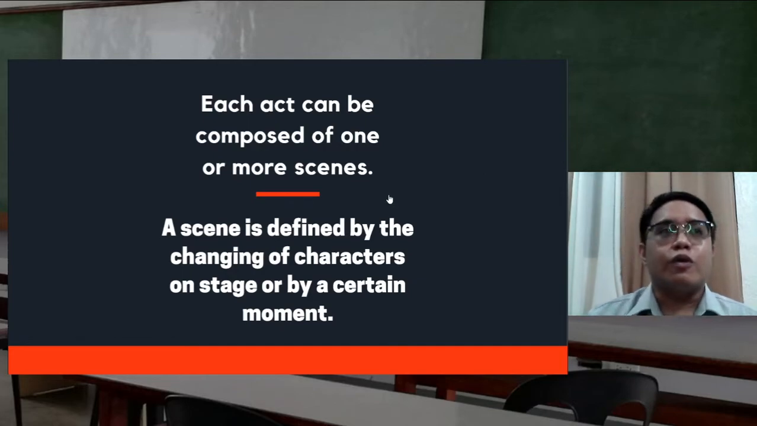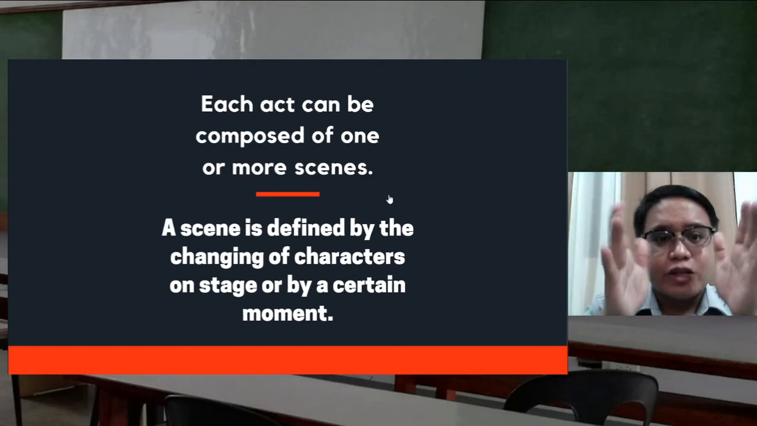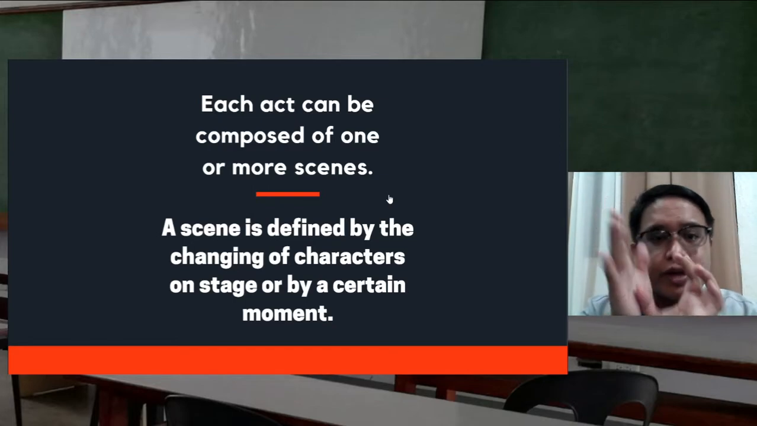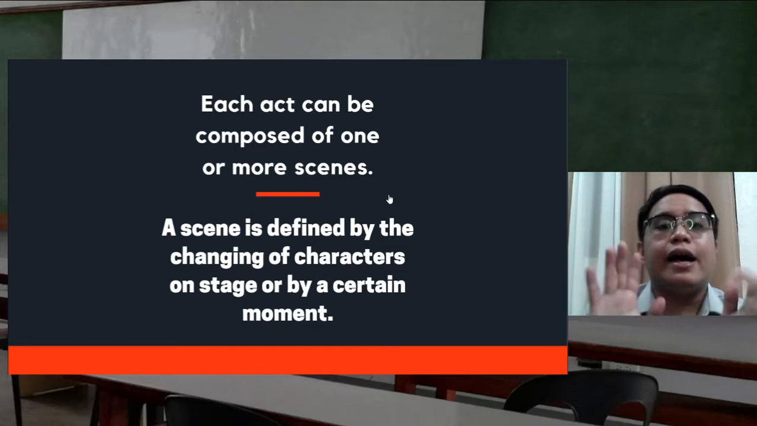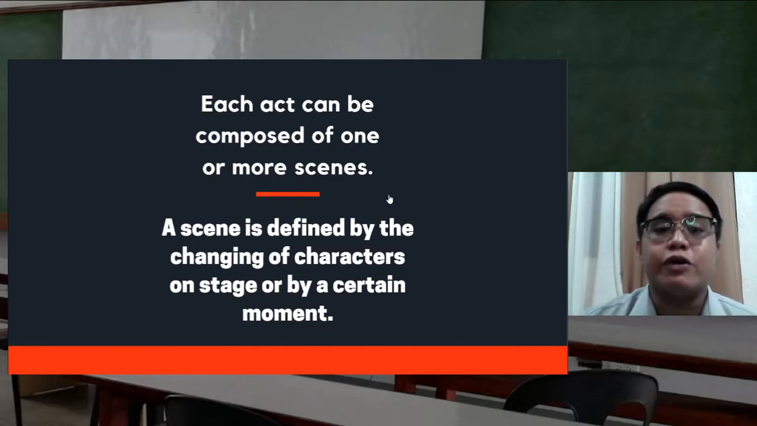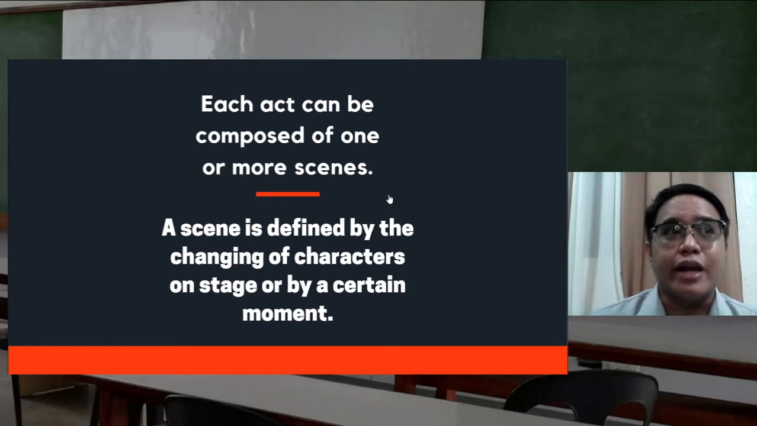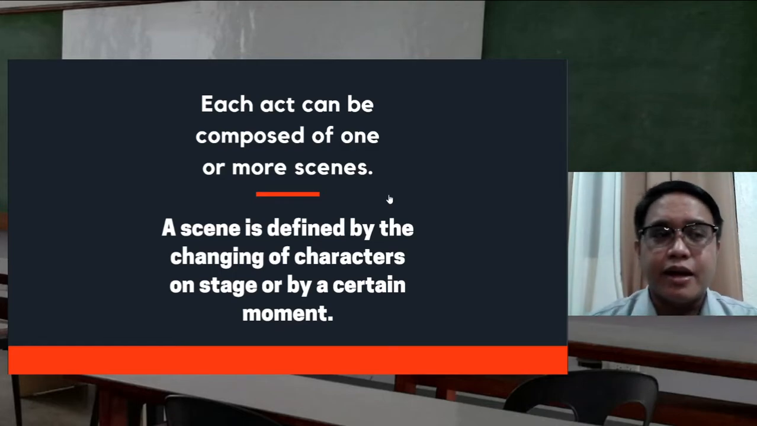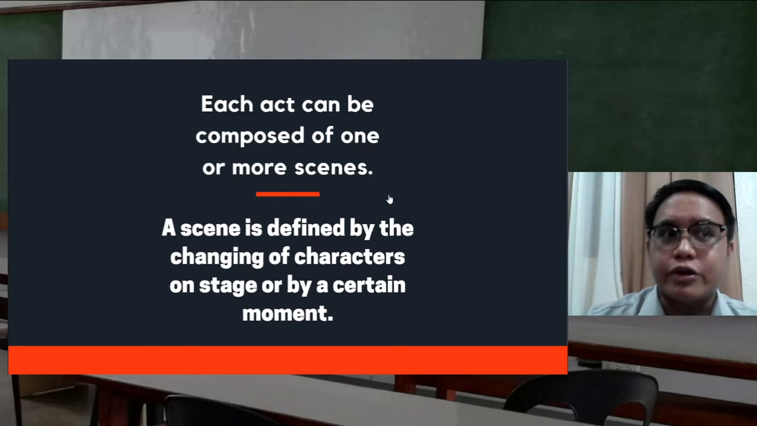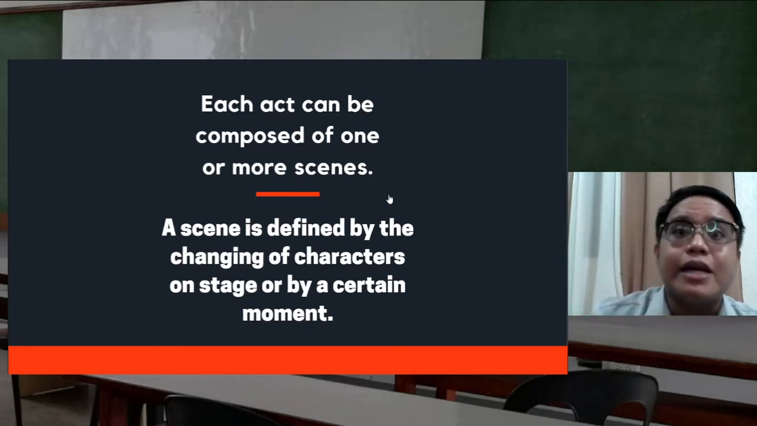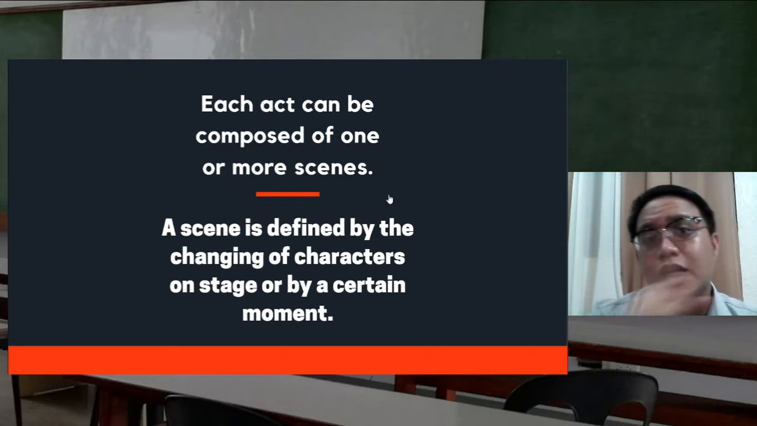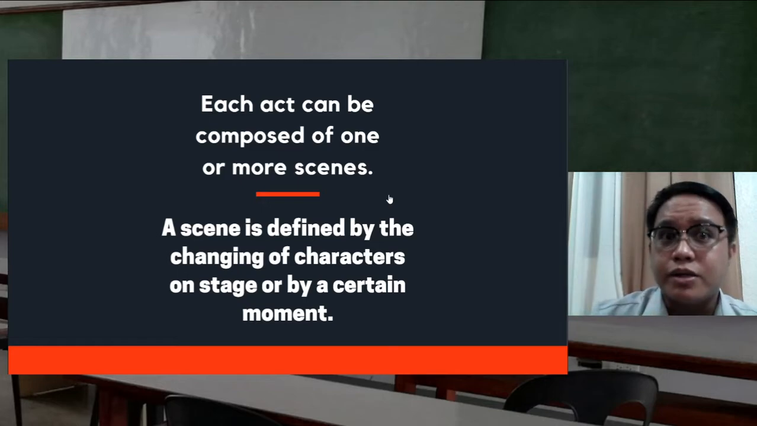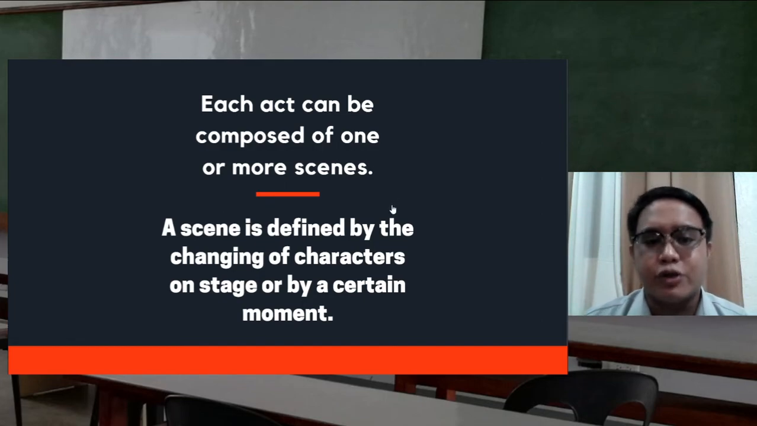Now, an act can be composed of one or more scenes. So, we have an act, di ba? And then, each act is composed of one or more scenes. Okay? So, scenes, mas gamay siya kaysa sa act. Now, unsa din yung scene? A scene is defined by the changing of characters on stage or by a certain moment. Let's say for example, those two characters exited, and then they were replaced by another two characters who were on stage. Then that means a scene is changing. So, that was scene one, and then the second one was, of course, scene 2. So a scene is defined by the changing of characters on stage or by a certain moment.